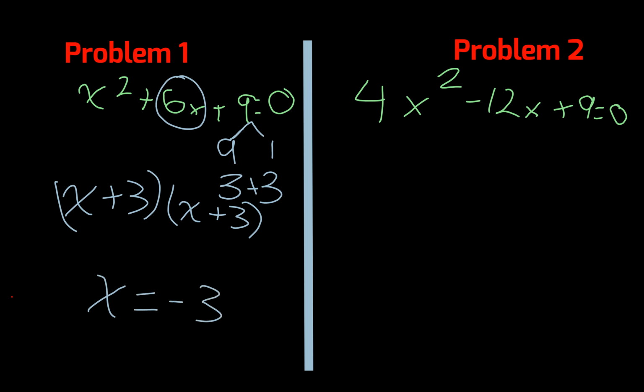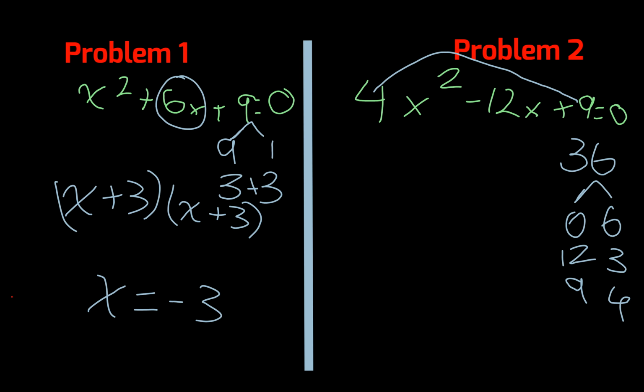And this one is a little bit more complex. As we did earlier, we'll be multiplying the 4 and 9 to get 36. And so you break that up into 6 and 6, and 12 and 3, and 9 and 4. And what you can do from there is see which ones will equal -12. So if it's a plus here, you can have 2 negatives or 2 positives. Looking at it, since it's a subtraction sign, we'll have 2 negatives.